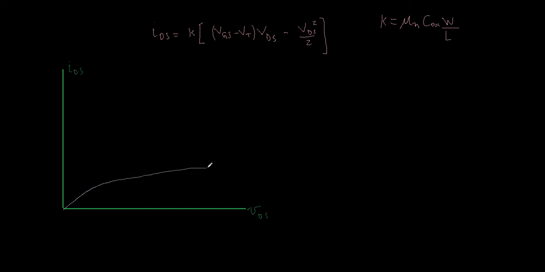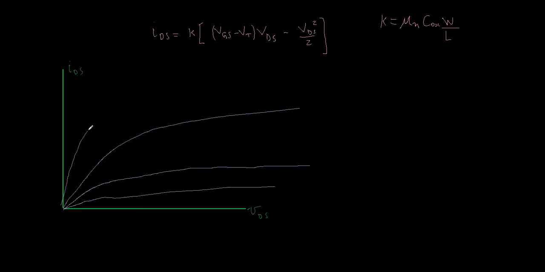So for example, this can be for VGS minus V threshold equal to 1. This is for VGS minus V threshold equal to 2. VGS minus V threshold equal to 3, and so on. And of course this also means that VGS is equal to V threshold plus 3, and so on. VGS is equal to V threshold plus 2. So the first thing to notice is that for each VGS you get a certain curve, and the curve starts off more or less linear, and then it curves off.